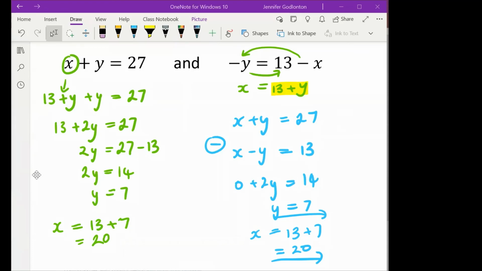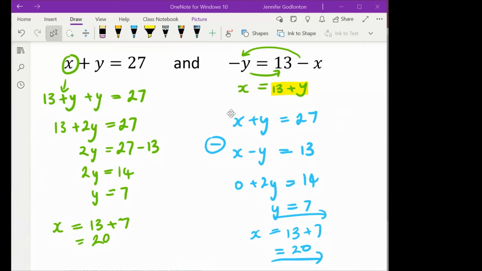Hi, ma'am, I'm confused because my answer was x equals 27 minus y. And then the 13 was on the other side completely, because it was negative y plus x equals 13. No, negative y plus x does equal 13. You have done that right?